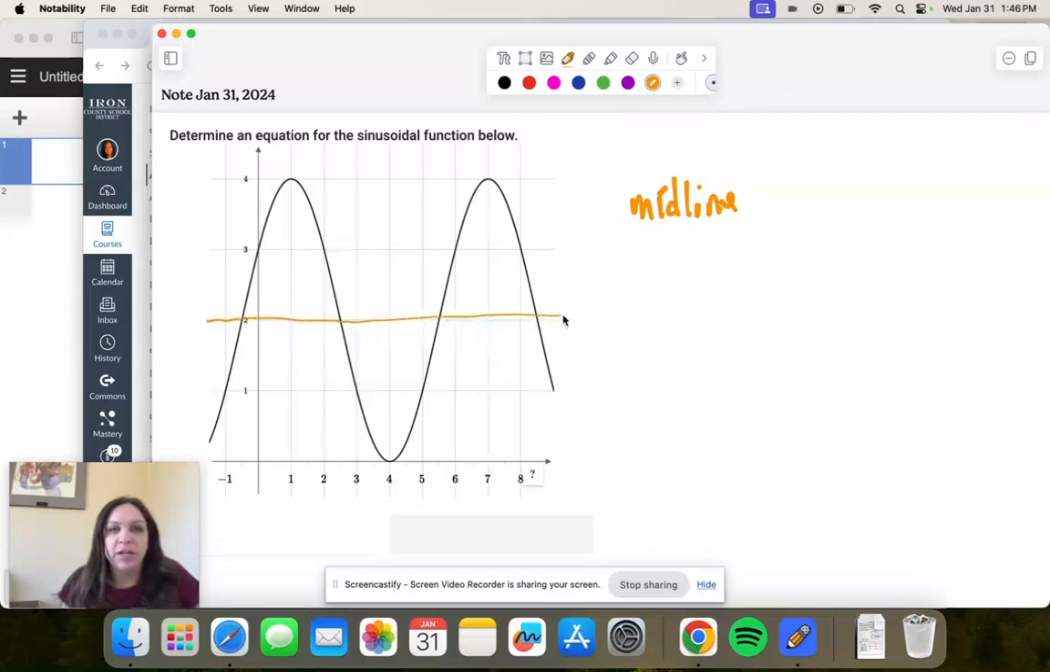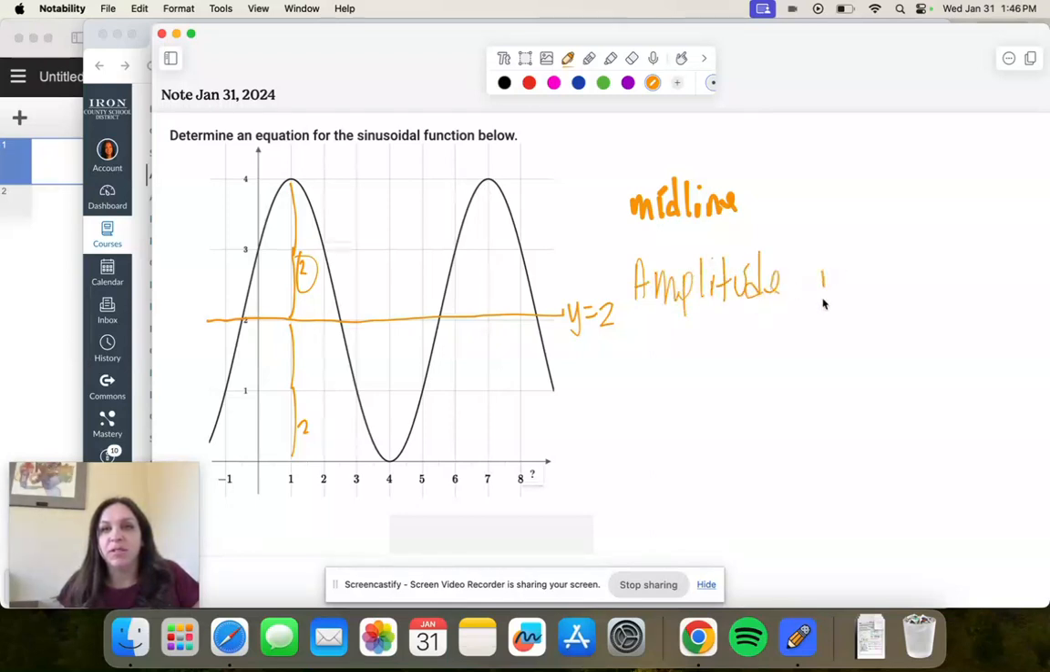So right here, see how we have 2 above and 2 below? That means the midline is y equals 2, and then this 2 is our amplitude. So our amplitude is 2, and our midline is y equals 2. So from here, I want to look, is this going to be a sine or a cosine function?